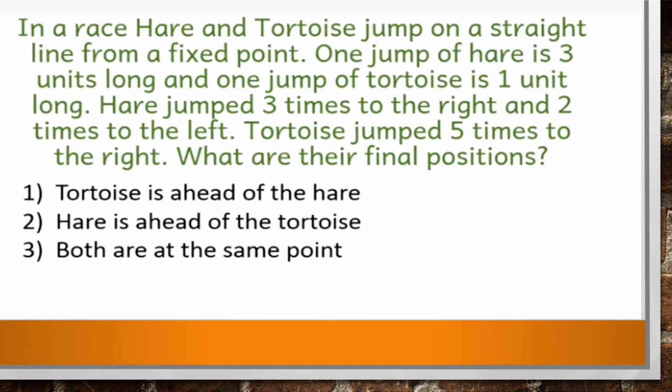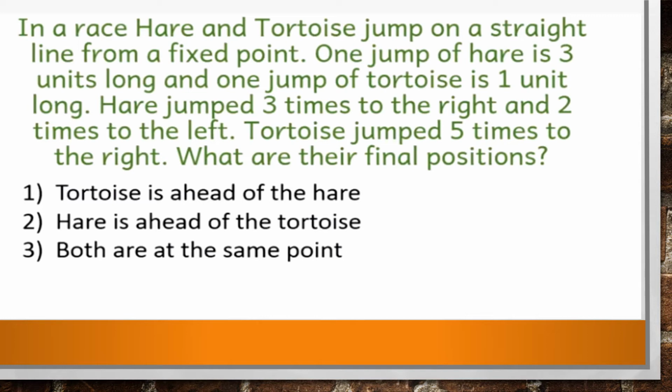Let's move on to the next question. In a race, hare and tortoise jump on a straight line from a fixed point. Okay, we have all read about this story about the hare, that is the rabbit and the tortoise. They are in a race. They jump on a straight line from a fixed point. One jump of hare is 3 units long and one jump of tortoise is 1 unit long.